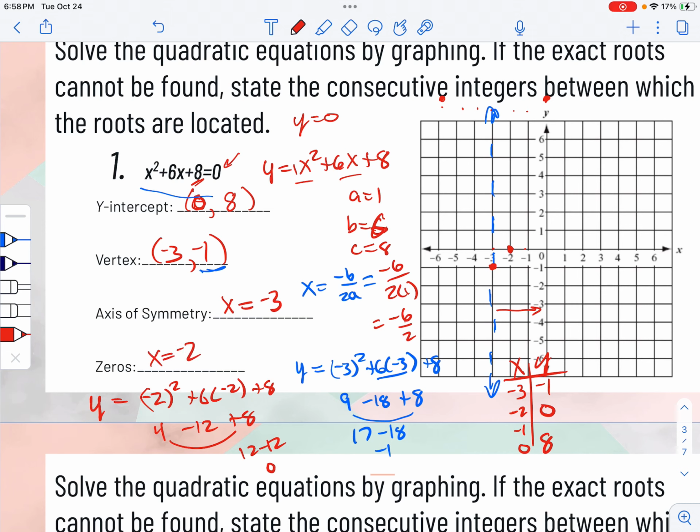So I write x equals negative 2. And the other one, well, that's 1 unit away. So I go 1 unit past the axis of symmetry. And there it is. There's my other one. So x equals negative 4.